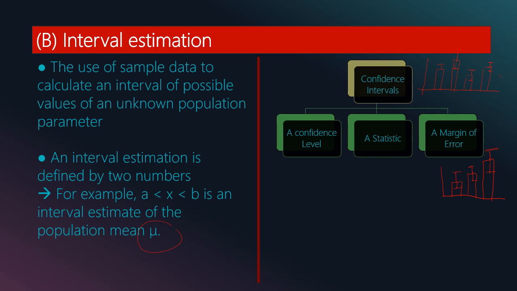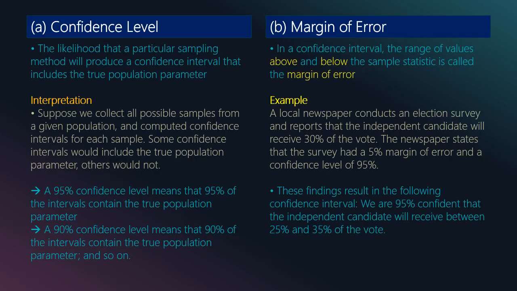Okey, jadi ada 3 item dalam confidence interval. Pertama, confidence level untuk nak tentukan uncertainty of the sampling. Okey, yang kedua, statistik dan juga margin of error yang berkait dengan estimation of interval, berkait dengan precision dalam satu-satu data. Dua yang utama iaitu confidence level and margin of error.